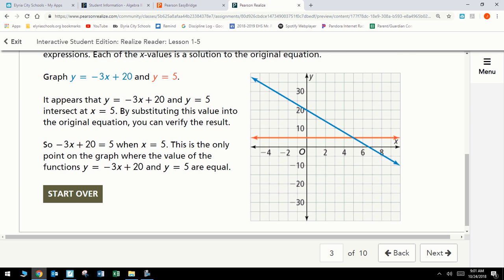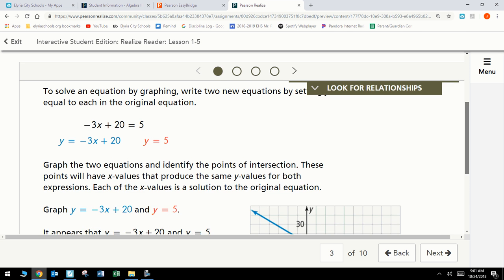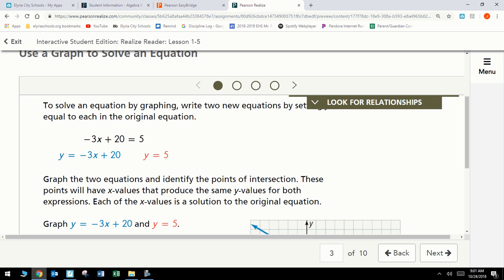So we graph the line negative 3x plus 20, right? Intercepts at 20, and it has a slope of negative 3. Y equals 5 is just that straight horizontal line. And the intersection point is where the solution is. Right? So we've done these algebraically. If you're going to solve this algebraically, subtract 20 from both sides, divide by negative 3, and you get 5. But now, we're looking to do the same with graphs.